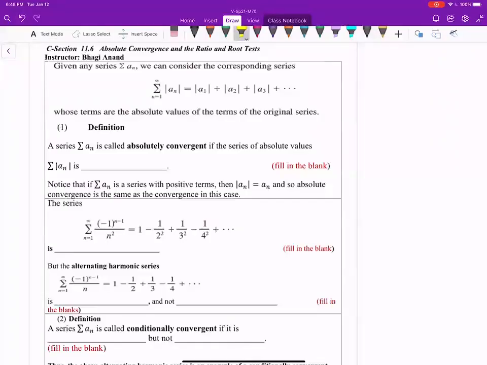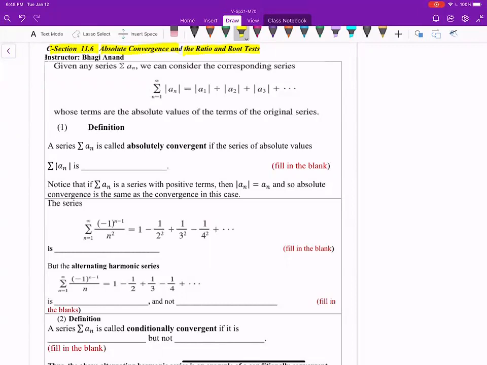Welcome everyone. In this video, I'll be covering section 11.6 on absolute convergence and the ratio and root test. So we have been seeing so far sequences, series and different types of series: telescoping series, geometric series, p-series, harmonic series, and we have seen the conditions under which these series are convergent or divergent. Then we have seen a few tests to check whether the series is convergent or divergent.